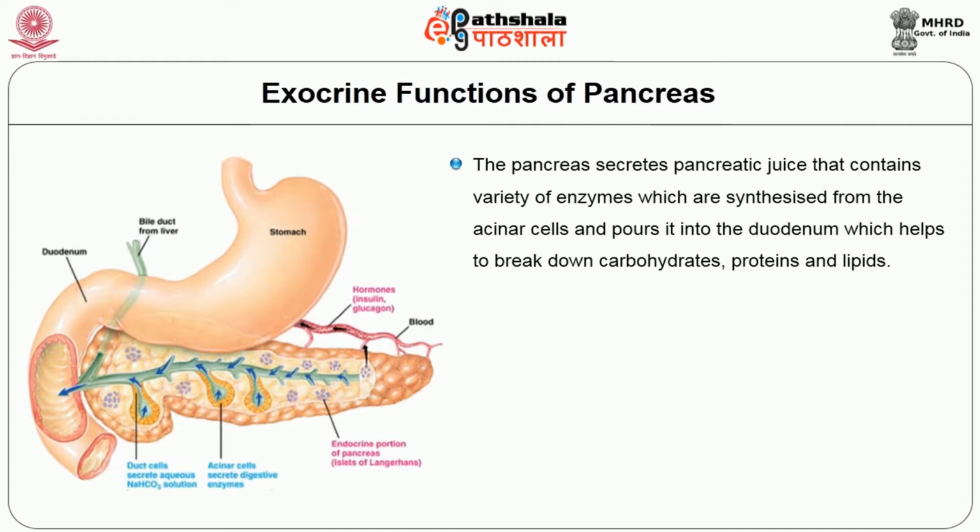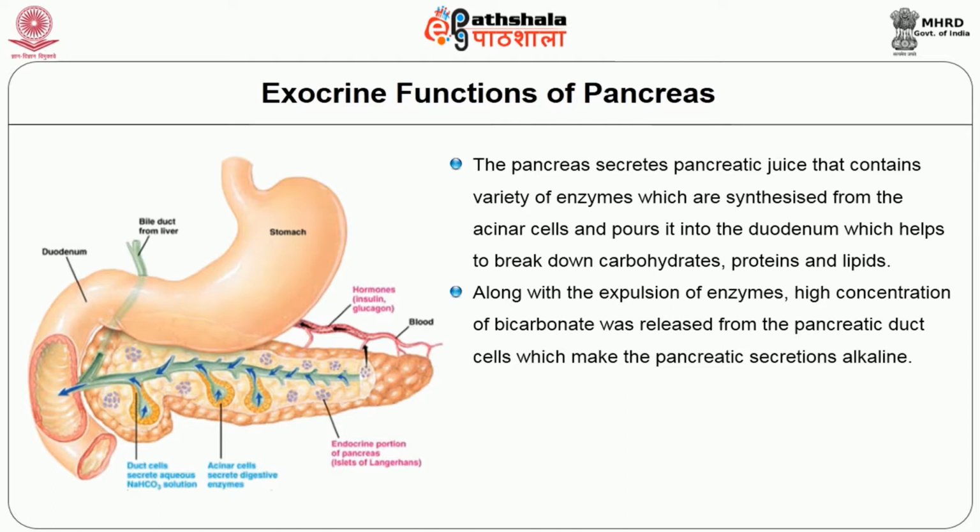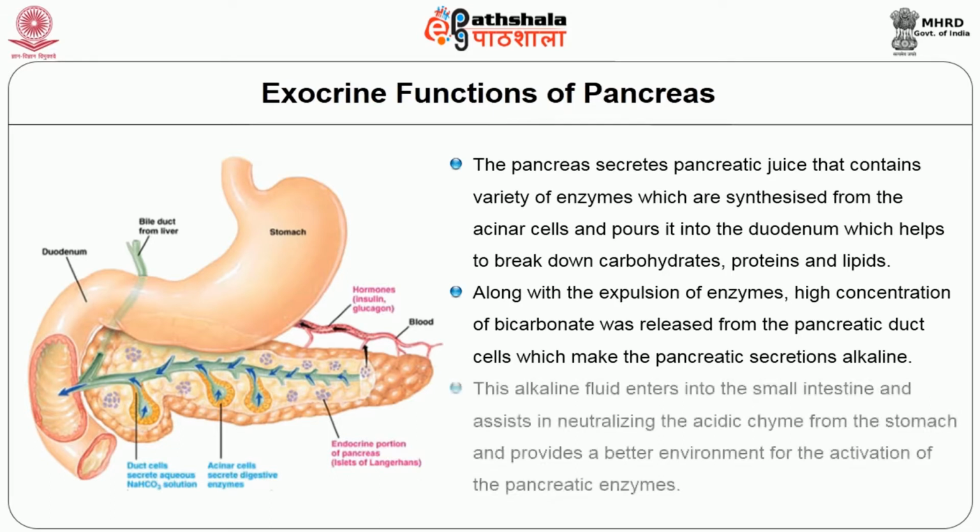The pancreas secretes pancreatic juice, which contains a variety of enzymes synthesized from the acinar cells and poured into the duodenum, which helps to break down carbohydrates, proteins, and lipids. Along with the expulsion of enzymes, a high concentration of bicarbonate is released from the pancreatic duct cells, which makes the pancreatic secretions alkaline. This alkaline fluid enters the small intestine and assists in neutralizing the acidic chyme from the stomach and provides a better environment for the activation of pancreatic enzymes.